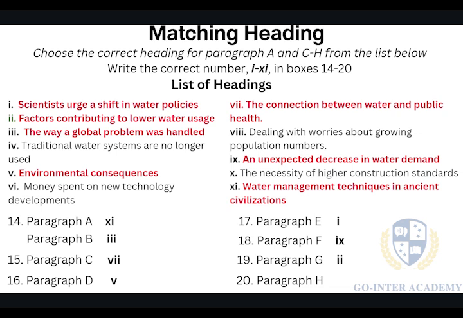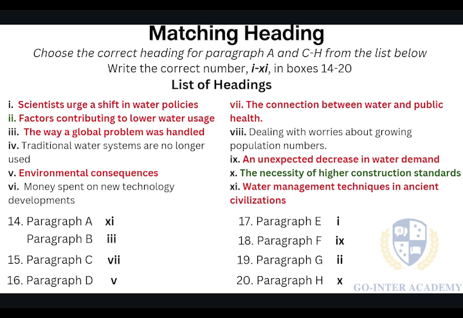Heading 6. Money spent on new technology development. So this one is tricky. Paragraph H did mention financial problems, but it didn't say anything about investment in new technology. So we're going to take this out as well. So that leaves us with this one. Heading 10. The necessity of higher construction standards. This heading clearly supports the idea in the paragraph that future water infrastructure must meet higher accountability measures. So this one is the correct answer for paragraph H.